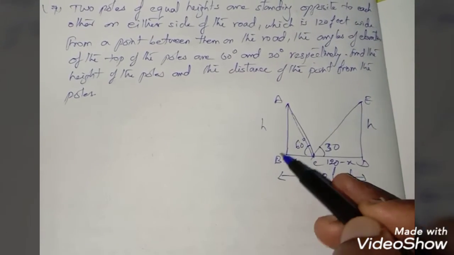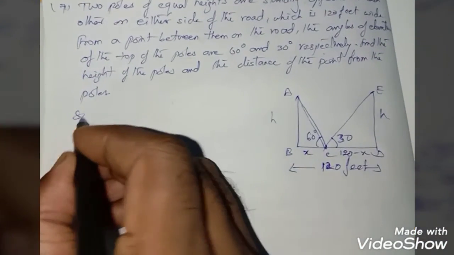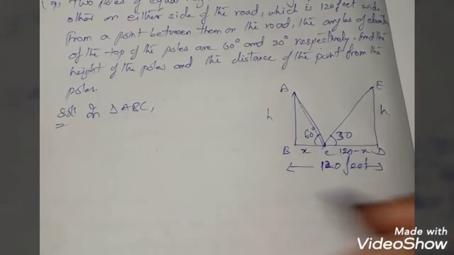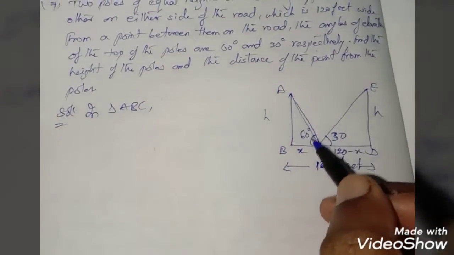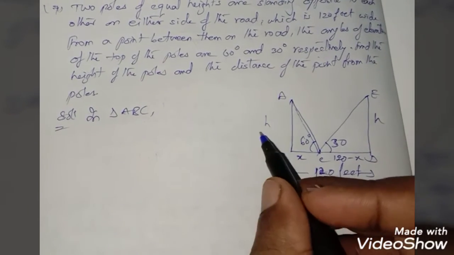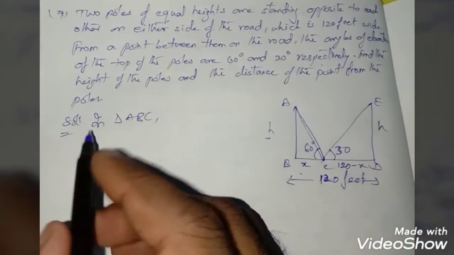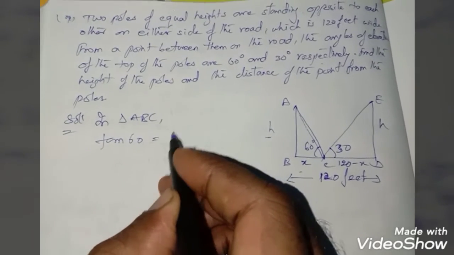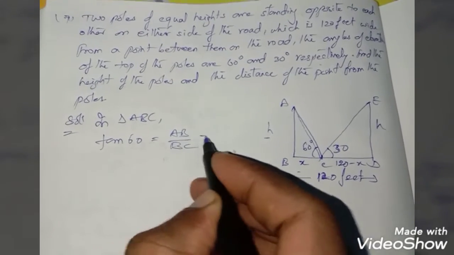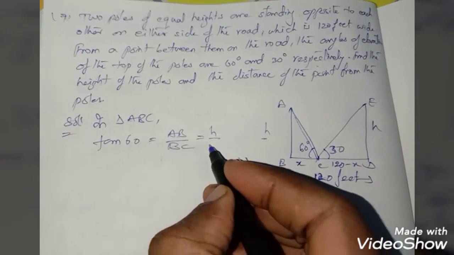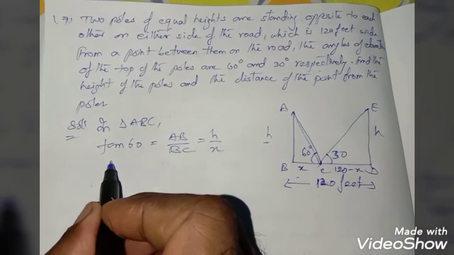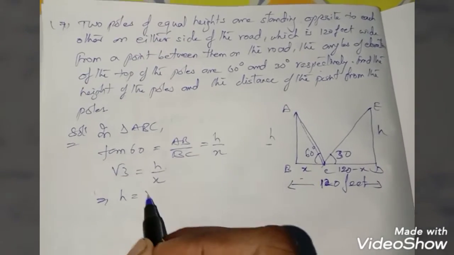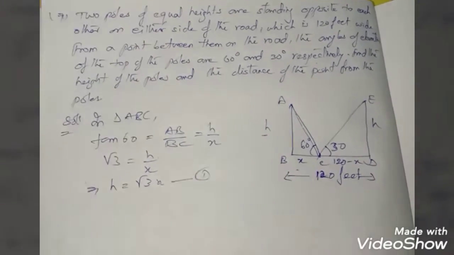If I consider this ABC, means the triangle ABC, where ABC is a right angle triangle and the angle is 60 degrees, and here you have the opposite side and adjacent side. Opposite and adjacent will come in tan, that is tan 60 is equal to AB by BC, where the AB value is h and the BC value is x. So tan 60 value is root 3 equal to h by x. If I cross multiply, h is equal to root 3 x. Suppose this is your first equation.